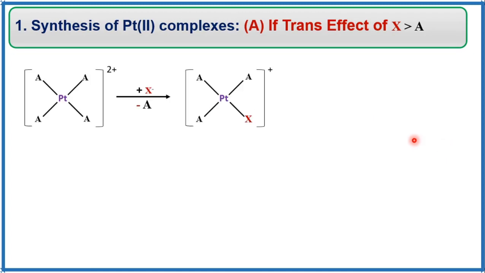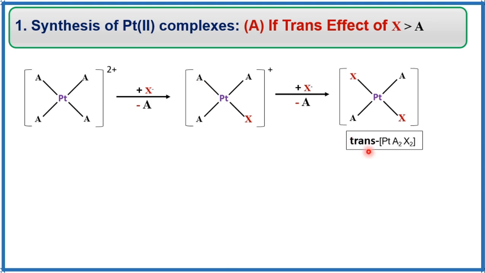And again, if we take another type, if we start with a PtA4 type complex, we will replace one of the A with X here, and we will get this product, and again we will replace another A with X. As we know, the trans effect of X is more than A, therefore this X will direct the incoming ligand to occupy the position trans to it. Therefore the A which is present trans to this X will get replaced. So we get a trans complex as the product here.